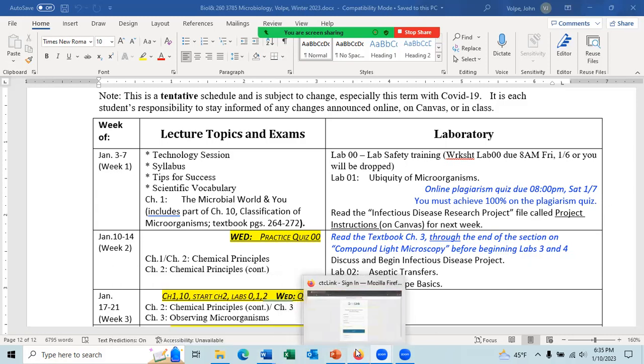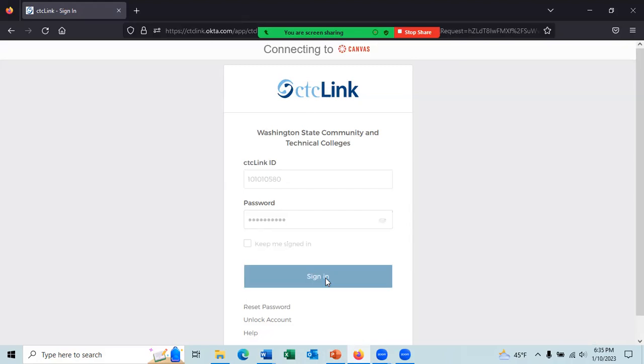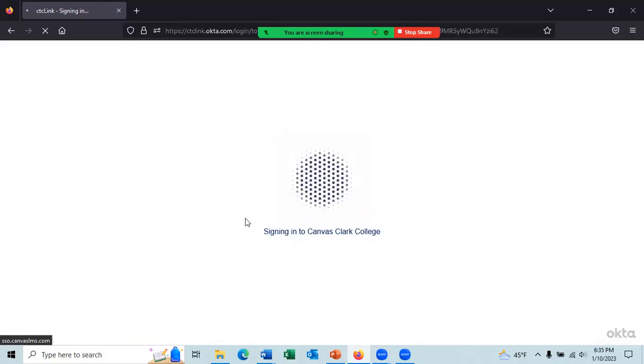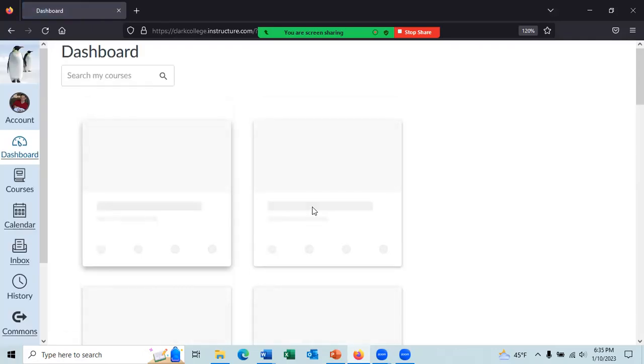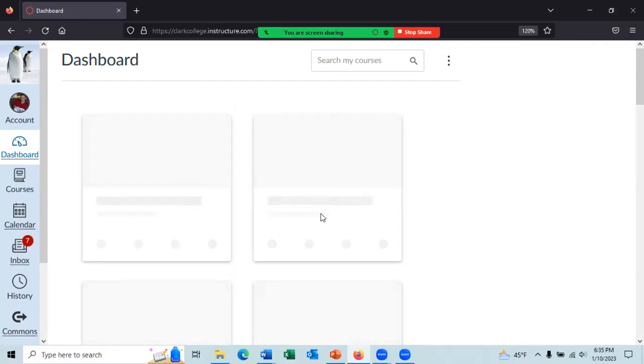Let me see if I've got Clark here. I accidentally shut this page down because it showed me Zoom and I wouldn't want Zoom.